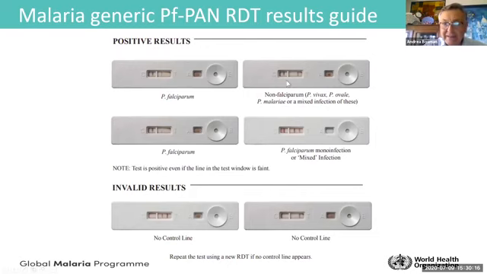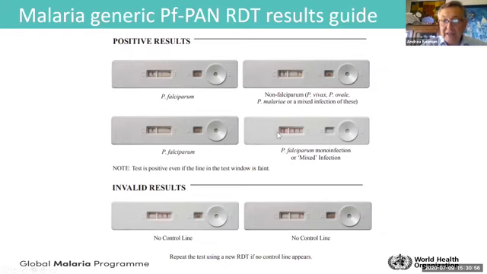Now look at this result here. If there is only one test line, and this is very far from the control line, this is the PAN line without the falciparum line. It means that it is a malaria positive, but there is no falciparum. So we call it a non-falciparum result. It could be vivax, ovale, or malariae, or a mixture of one of these three. In many of your countries, you have vivax malaria. So that's the most likely result for you.